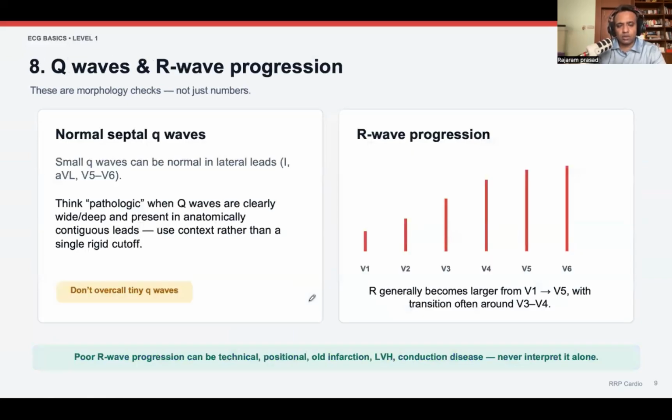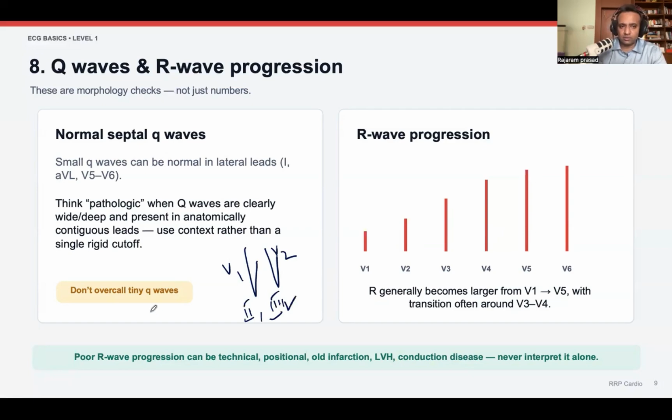This is also important: Q waves and R wave progression. These are morphology checks, not just numbers. So normal septal Q waves, a small Q, can be seen in lead 1, AVL and V5, V6. Think pathological only when it is deep and wide and present in two leads, say V1, V2 has it or lead 2, lead 3 has it. Then we can consider it as abnormal.